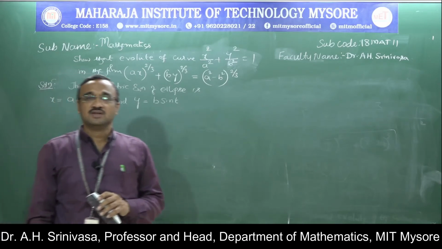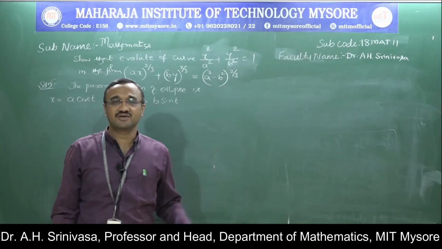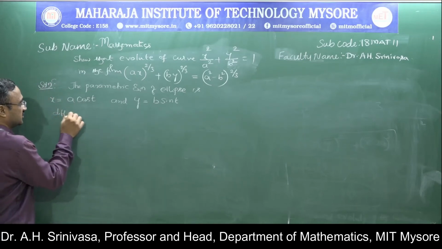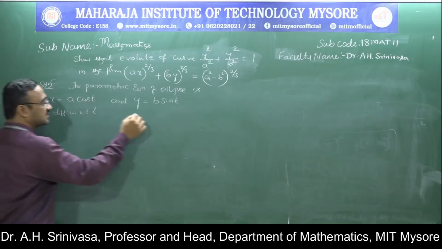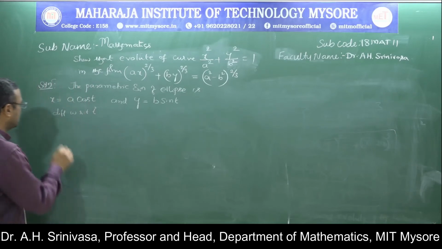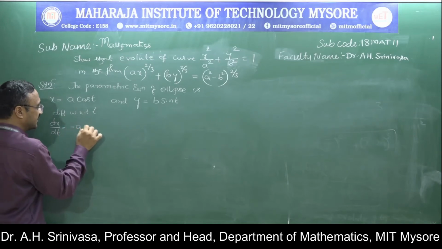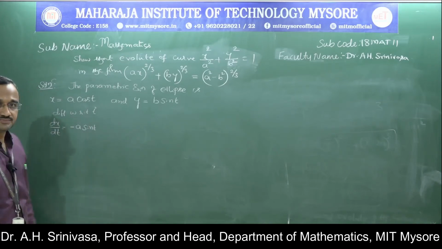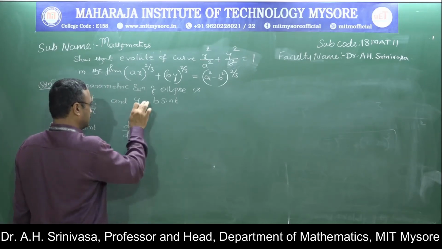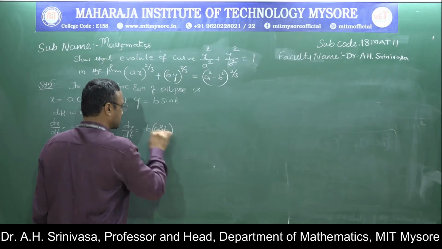Okay. So after writing this parametric equation, what is the next step? I am going to find out the first and second order derivative by using the parametric equation. Now differentiate with respect to t. Both the equations I am going to differentiate with respect to t. We get dx by dt should be equal to minus a times sin t. Then dy by dt should be equal to b times the differentiation of this with respect to t.